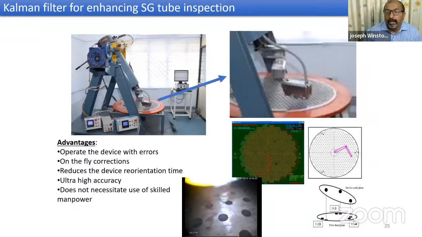This is being tested on a test bed. Whenever there is a variation in the tube sheet, like a tilt, I have exaggerated it here, this is the actual tube sheet. When the device is operating in a different tilted way, it keeps getting corrected, first by the 3-point calibration, and after that by this error correction method.